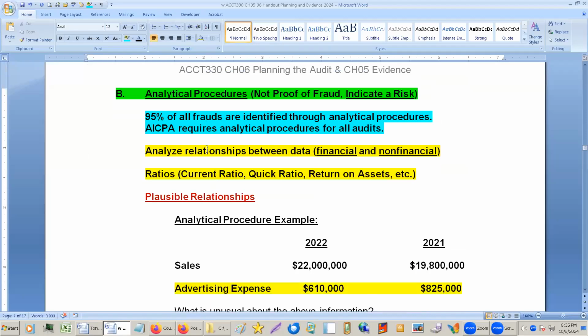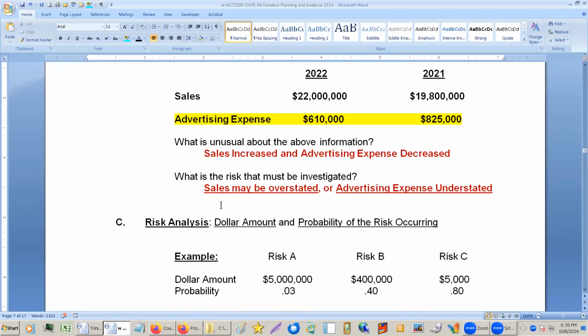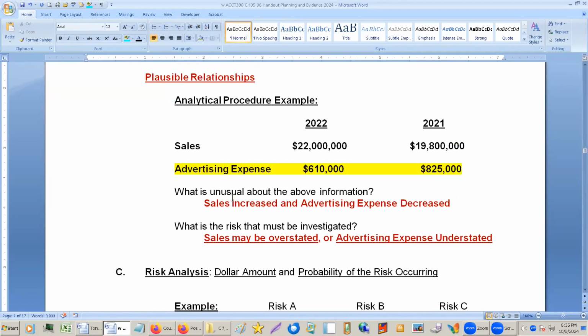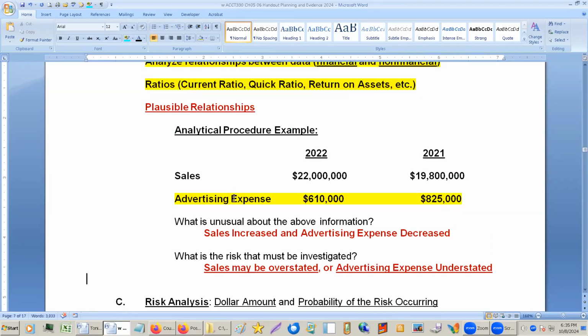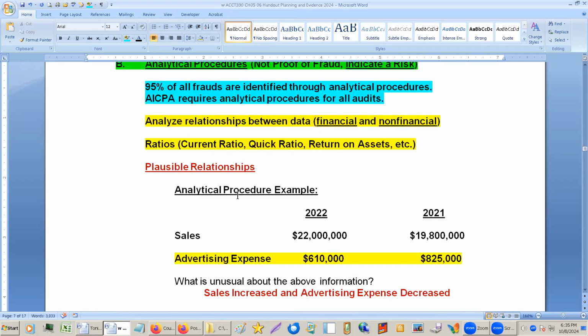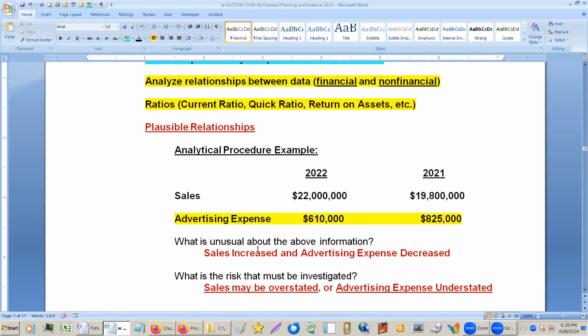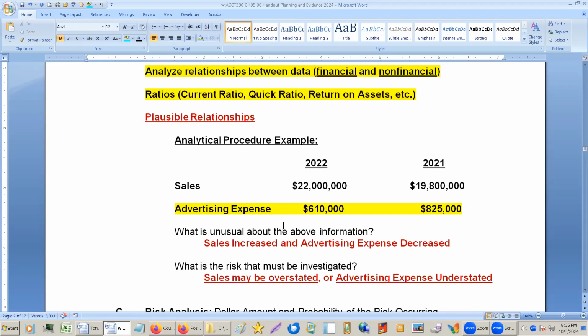So analytical procedures are very important. They're not necessarily proof of fraud, but they tell you where to look. And certainly the numbers that you need to explain will be shown there. You'll notice that everything in the financial statements has to balance, so actually, frauds can be kind of difficult to perpetrate.